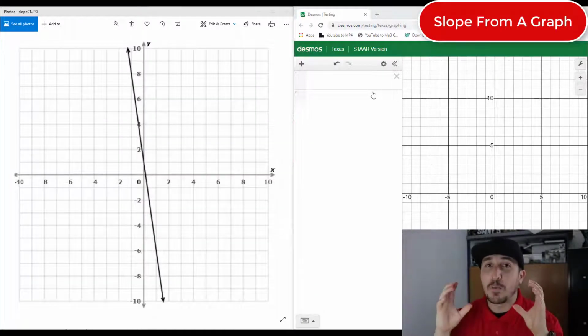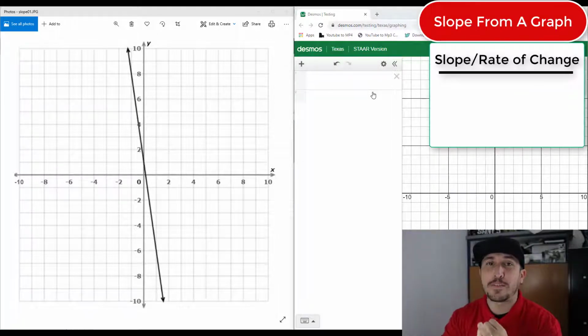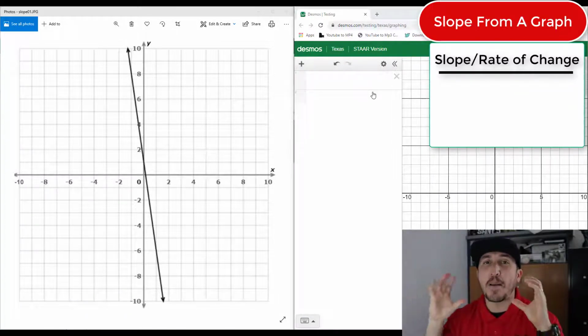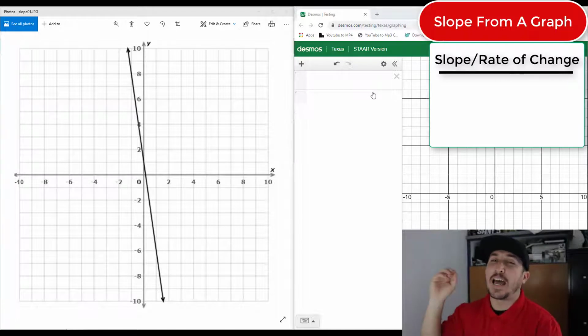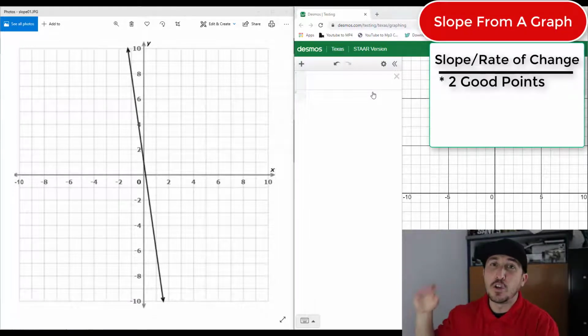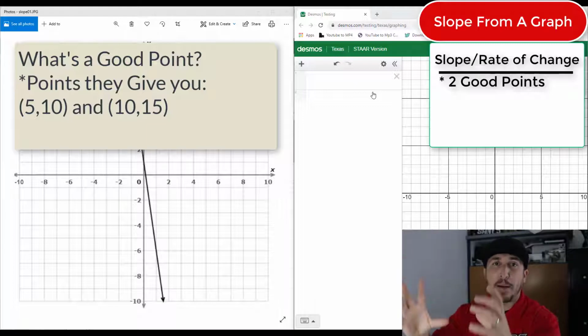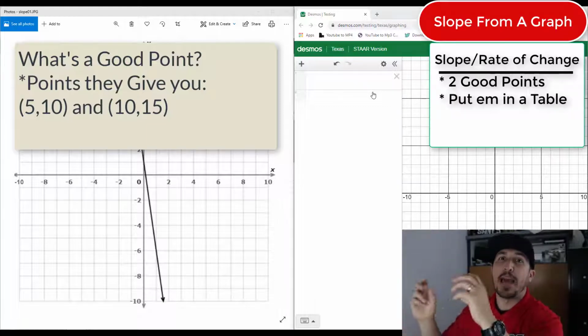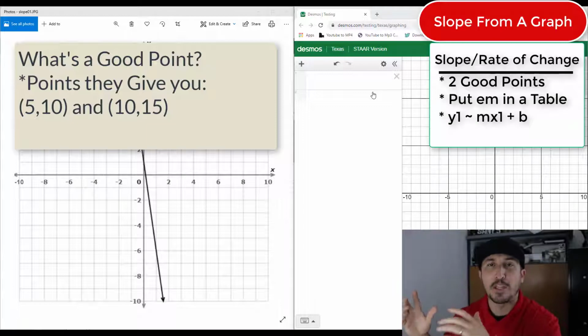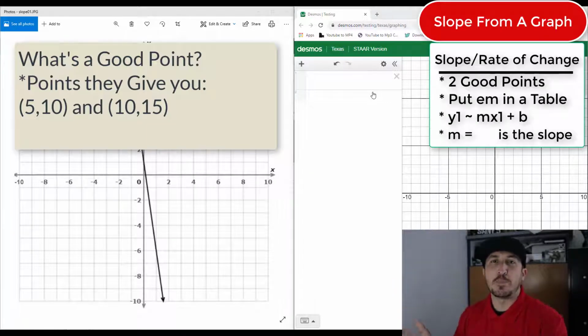Now whenever they say the word slope or the word rate of change, you should automatically always think that you need to have 2 good points. How many points? 2. What the heck is a good point? A good point is when they give you one. It'll be like 5, 10. And then the other point is 10, 15. Hey, they gave you points. So now we just pop those into the table in Desmos, and then you run your y1 squiggly mx1 plus b to get all this stuff. Then just look at the m. The m is the slope, and you'd be done.